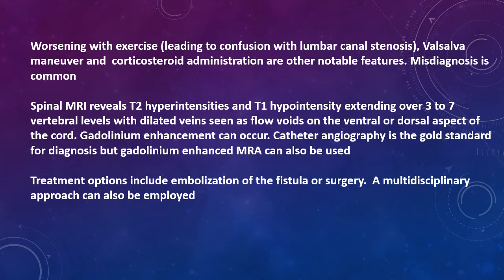Spinal MRI reveals T2 hyperintensities and T1 hypointensity extending over 3 to 7 vertebral levels, with dilated veins seen as flow voids on the ventral or dorsal aspects of the cord. Gadolinium enhancement can occur. Catheter angiography is the gold standard for diagnosis, but gadolinium-enhanced MRI can also be used. Treatment options include embolization of the fistula or surgery. A multidisciplinary approach can also be employed.